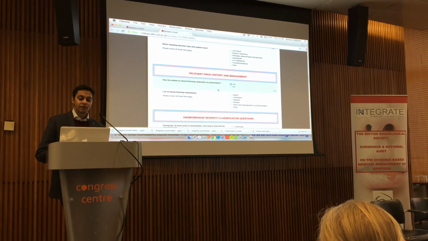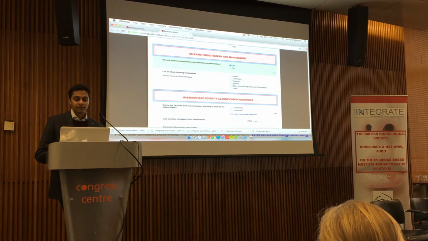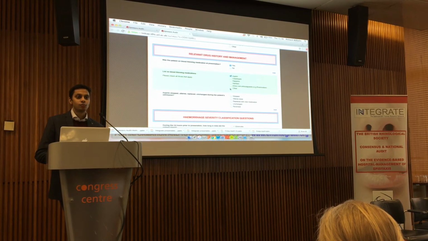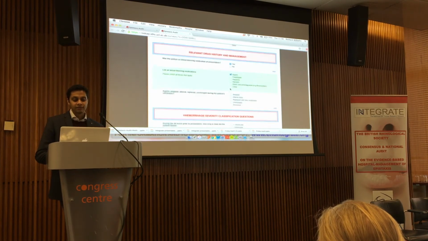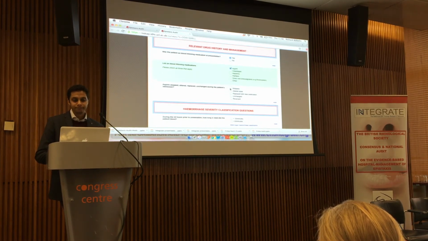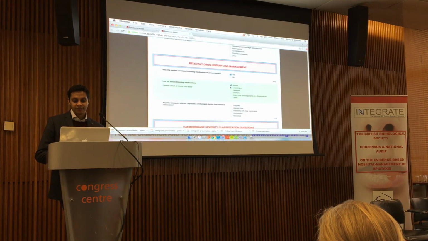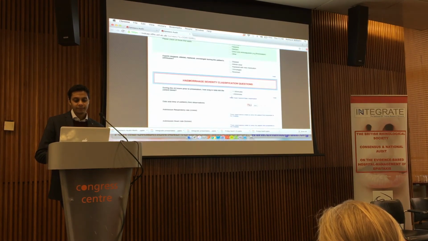So if there are any blood thinners, then of course these blood thinners come up, and for every one that you click, we'll be asking you more questions as to what you did during this admission for that medication. Did you stop it? Did you change it? Did you replace it? Did you do nothing with it? Did you reverse it? And that's the same for every single one of these.